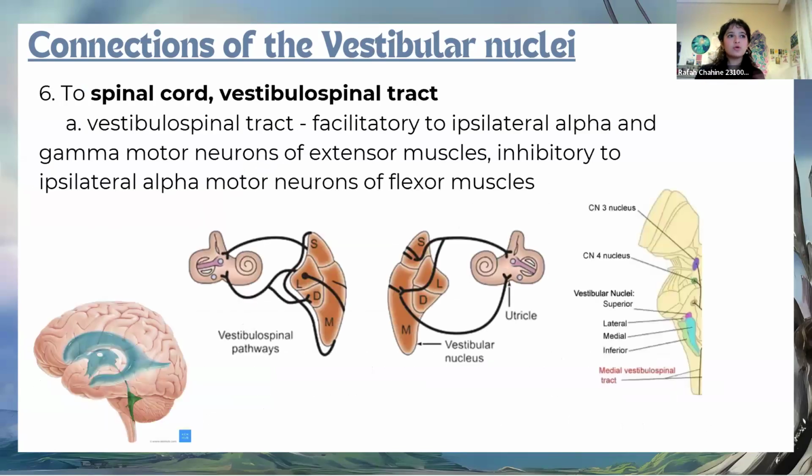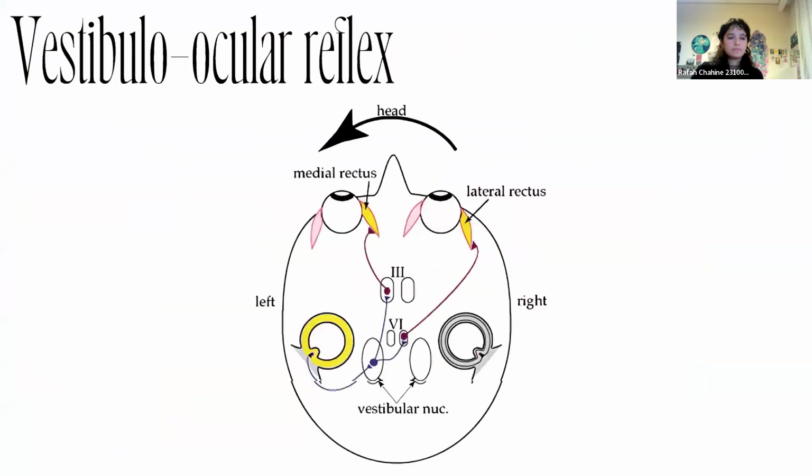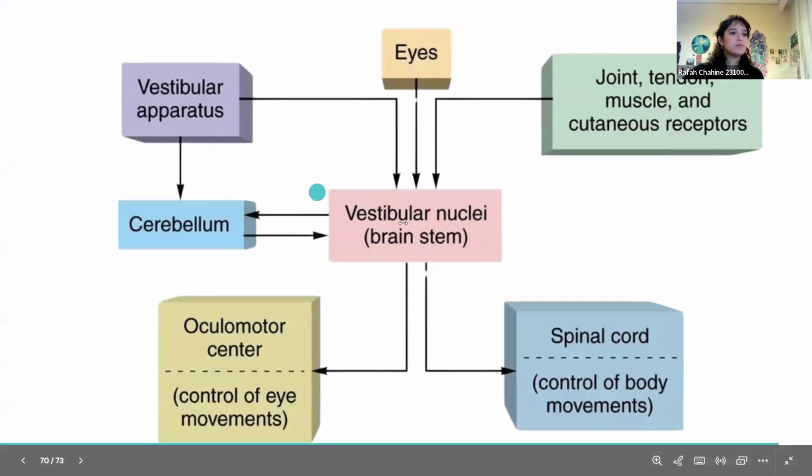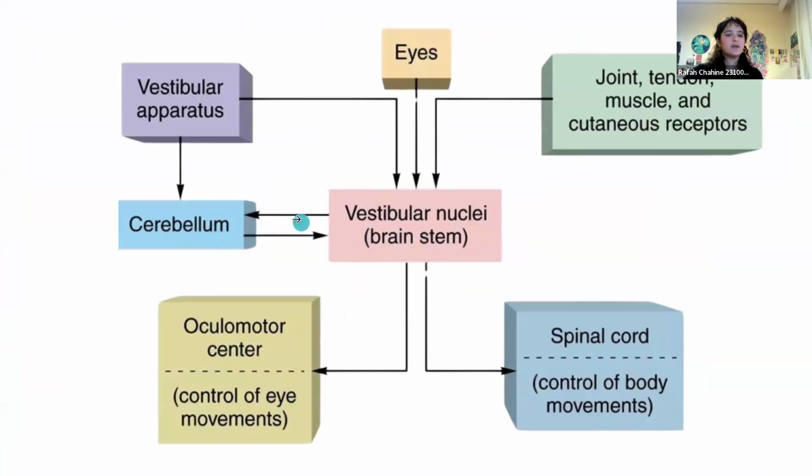And then lastly, to the spinal cord, the vestibulospinal tract, we said that essentially it's going to send facilitatory or excitatory signals to the ipsilateral or same side alpha and gamma motor neurons of the extensor muscles and inhibit the flexor muscles, because you want to remain standing upright at all times to maintain your balance. And yeah, so this is exactly what we said. We have a back and forth between the cerebellum and the vestibular nuclei. The reason for that is because there's always a back and forth between everything. The reason for that, though, is because of the whole coordination of movements, being able to stabilize yourself whenever you need to, all that kind of stuff.